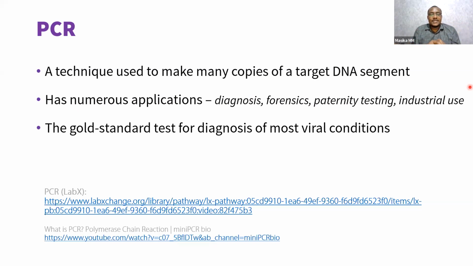The gold standard for testing most viral conditions is actually PCR, because if you find the DNA of something, it means you've specifically identified that pathogen. It's very accurate, and it's very specific to that specific organism most of the time.